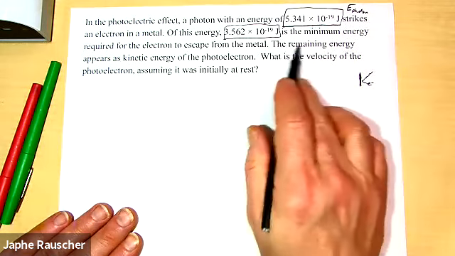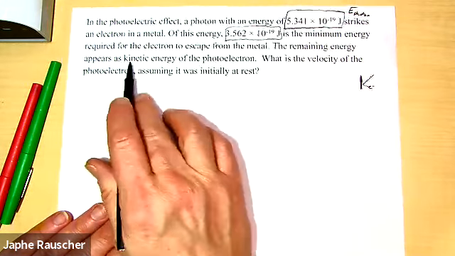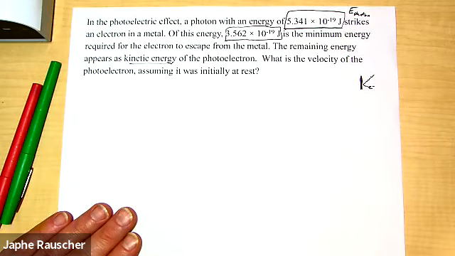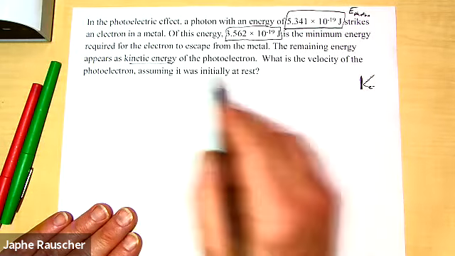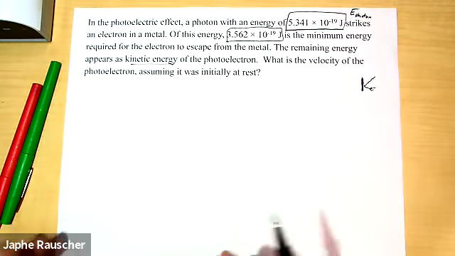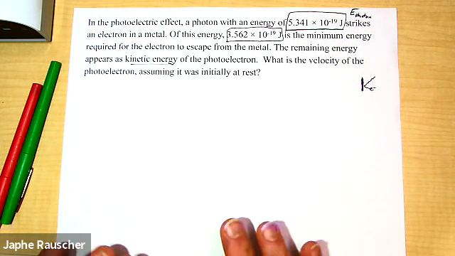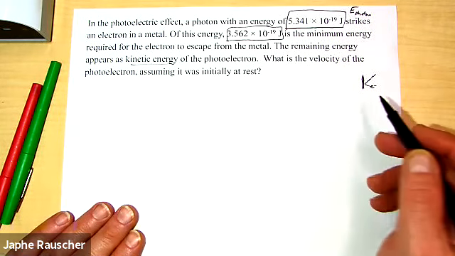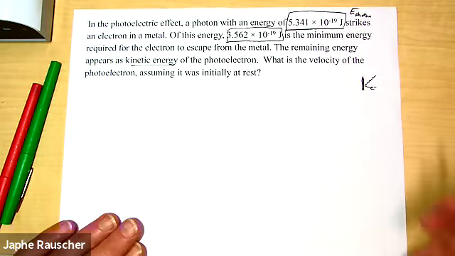And then it says that the remaining energy appears as kinetic energy of the photoelectron. What does that mean? That means it's just like the speed of the electron. The kinetic energy is energy of movement, right? So it's going to be the speed, the rotation, the vibration, all that kind of thing.